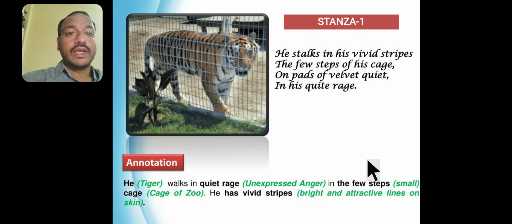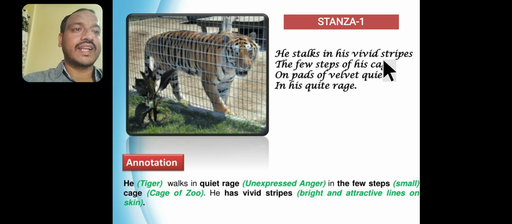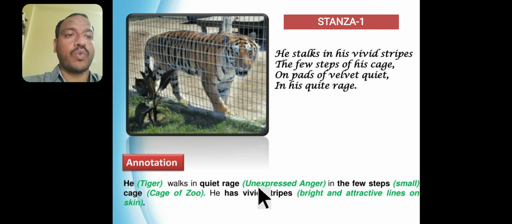Now, stanza 1. I will be reading out the stanza, and for your understanding, look at the annotation. So, he stalks in his vivid stripes, the few steps of his cage, on pads of velvet quiet, in his quiet rays. Look at the rhyming pattern here, cage and rays. When the animal is kept in a cage, it expresses its rage, anger. So he walks in a quiet race in the few steps of the cage. He has vivid stripes, bright and attractive lines on the skin. Can you see, dear students? These are called stripes, black stripes here.